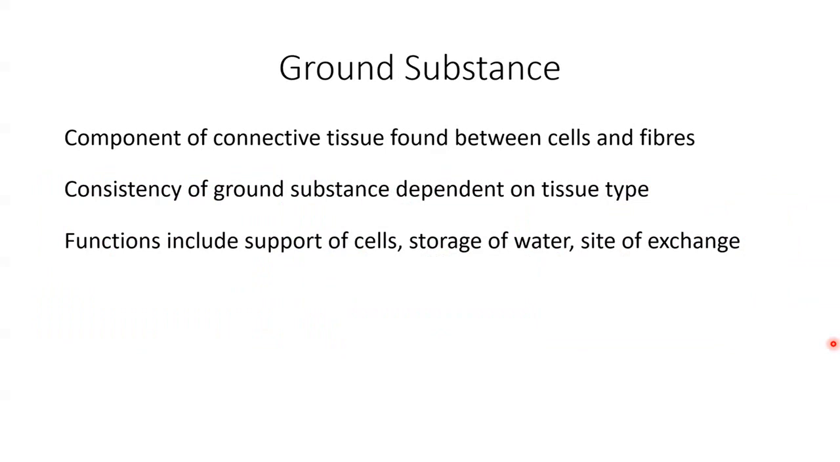Lastly, our ground substance, which is the component of the connective tissue which sits in between the cells and the fibers. And the ground substance can be fluid, semi-fluid, gelatinous, which is like jelly, or hard and calcified, depending on the connective tissue type. Ground substance has a variety of functions, including the support of cells, binding cells together, the storage of nutrients like water, and also being the site of exchange of substances between the blood and the cells.